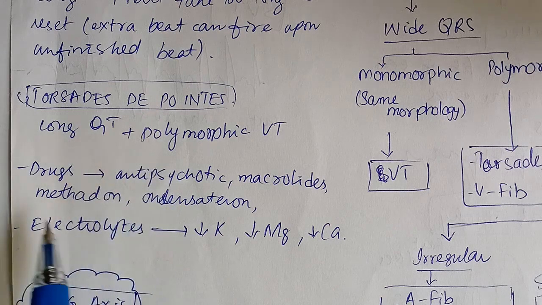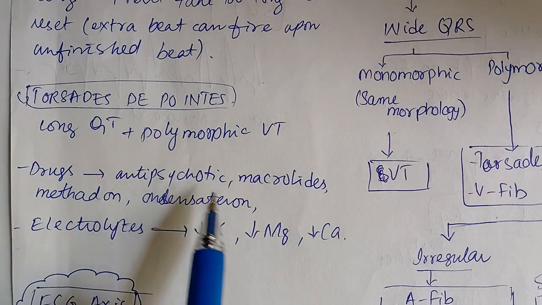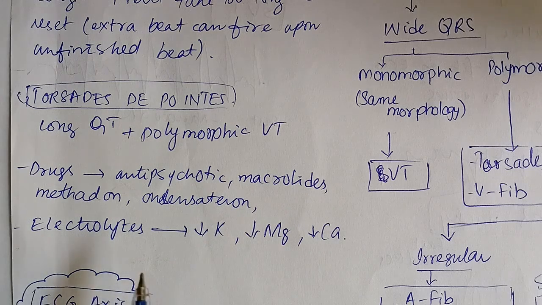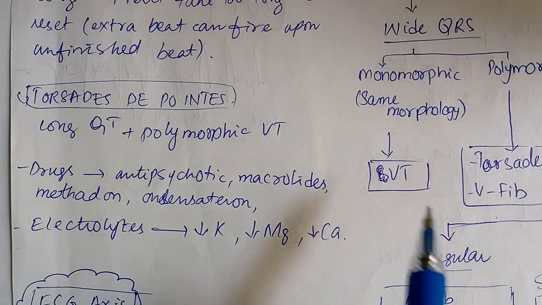It is due to certain causes like drugs. Certain drugs can predispose a patient to torsades. Those are the antipsychotics, macrolides, methadone, and ondansetron. And electrolyte imbalances like hypokalemia, hypomagnesemia, and hypocalcemia.